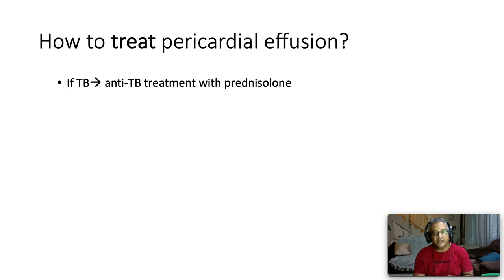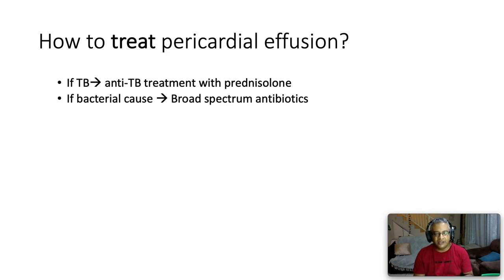How do we treat pericardial effusion, everybody? So if there's TB on board, you want to administer anti-TB treatment with prednisolone, alrighty? So there was a trial called the IMPI trial that looked basically at whether we should add steroids on top of TB treatment based on whether the patient's HIV positive or HIV negative, right?